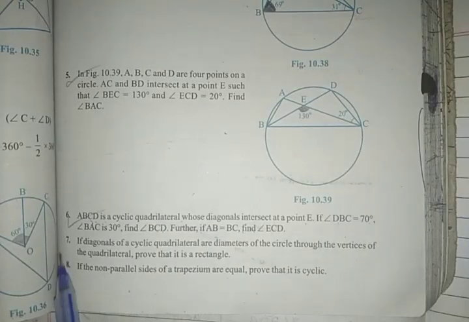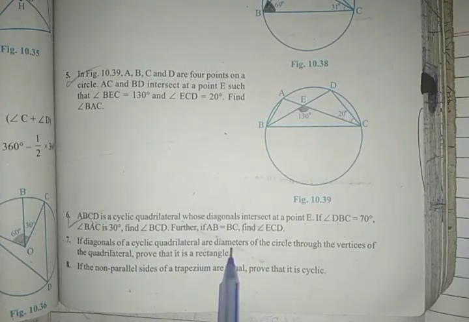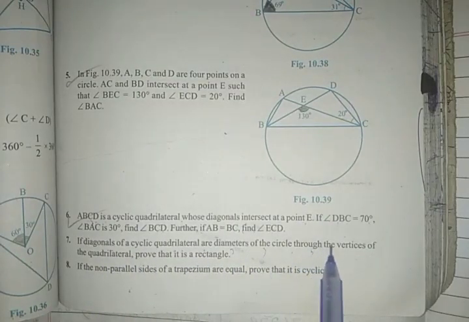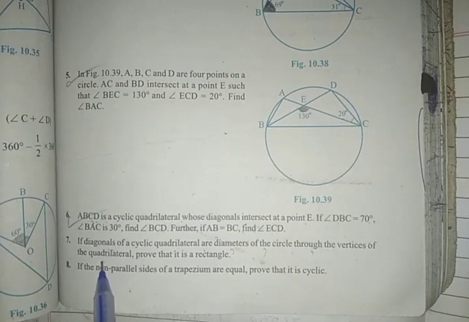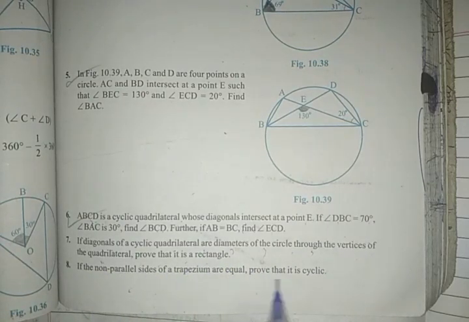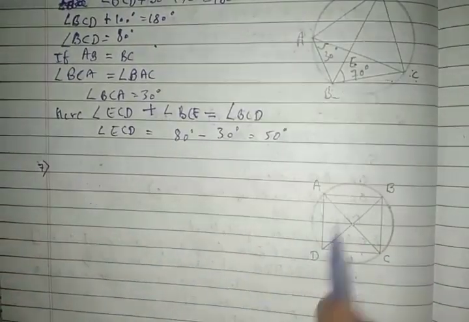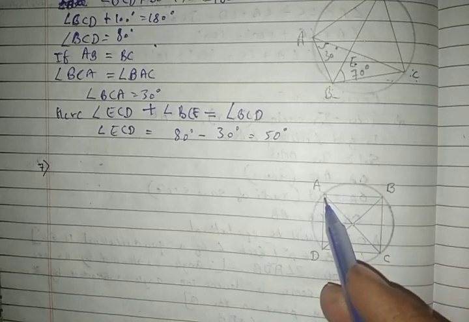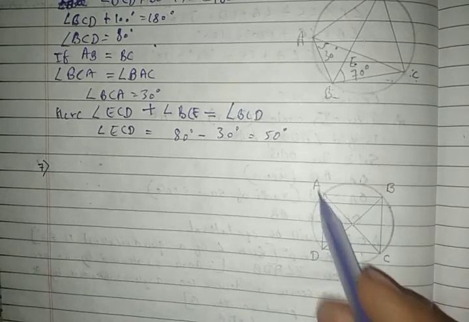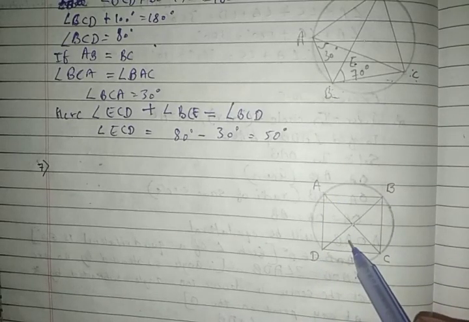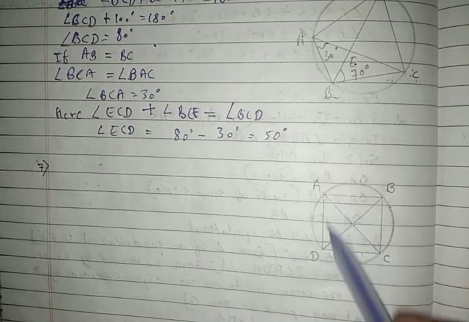Now let's solve sum number 7. It says that if diagonals of a cyclic quadrilateral are diameters of a circle through the vertices of the quadrilateral, prove that it is a rectangle. First we will draw the figure and then I will explain you. Now we have drawn this circle and we have marked points A, B, C, D which are on the circle. We have to prove that this quadrilateral is a rectangle.